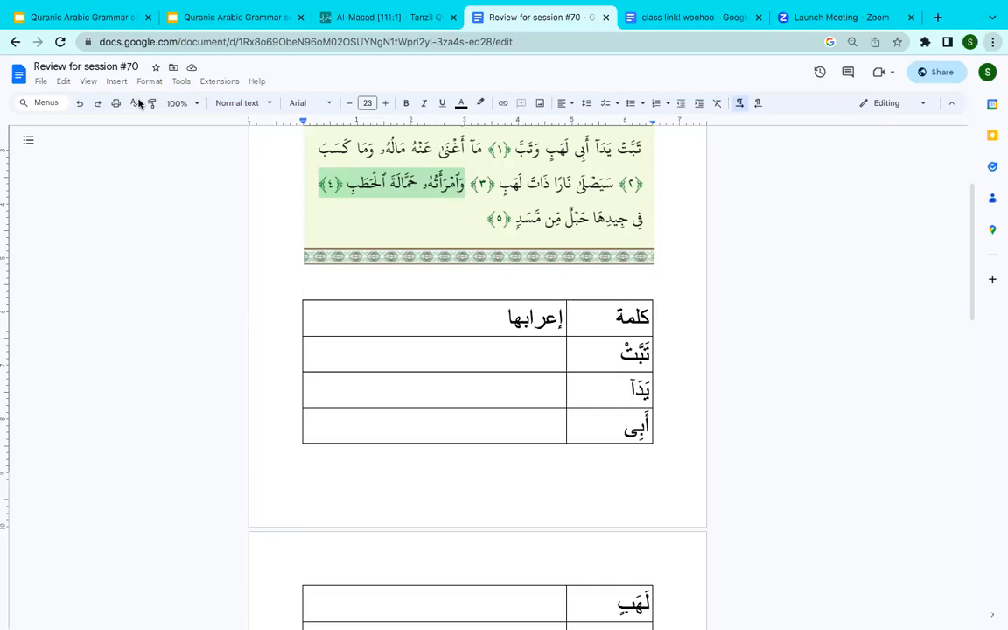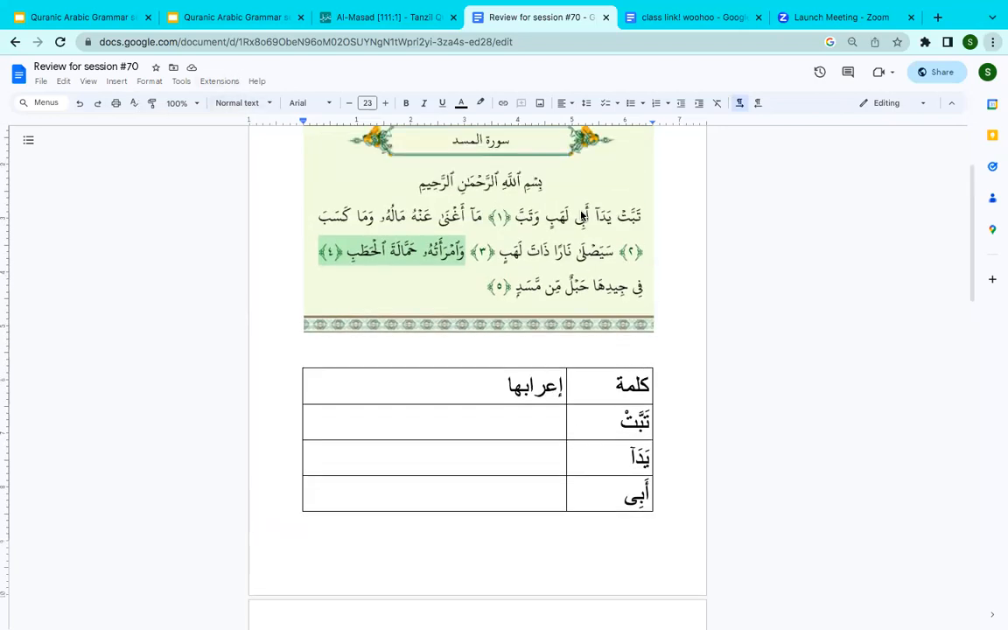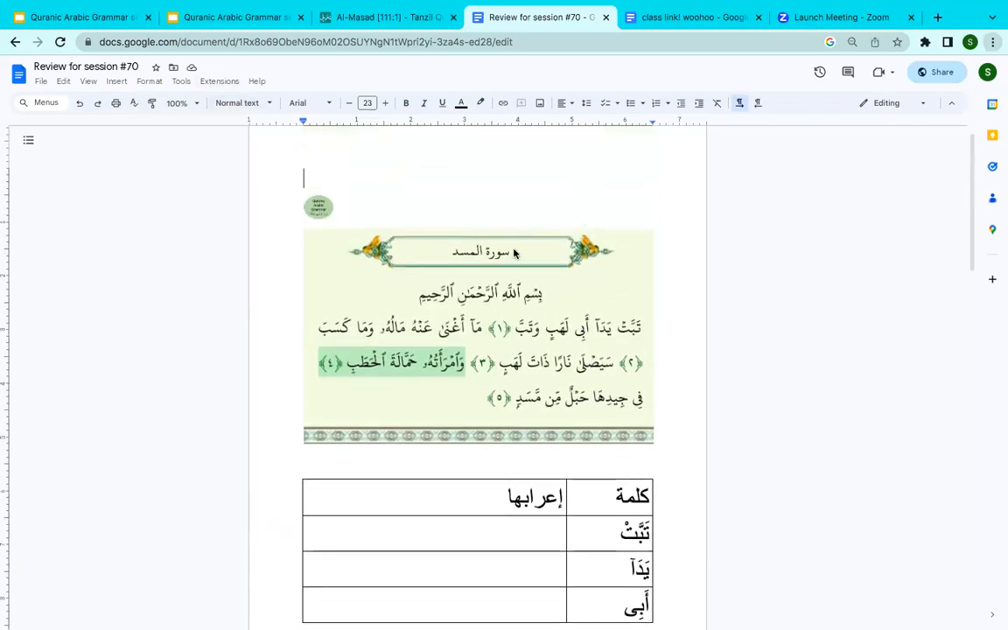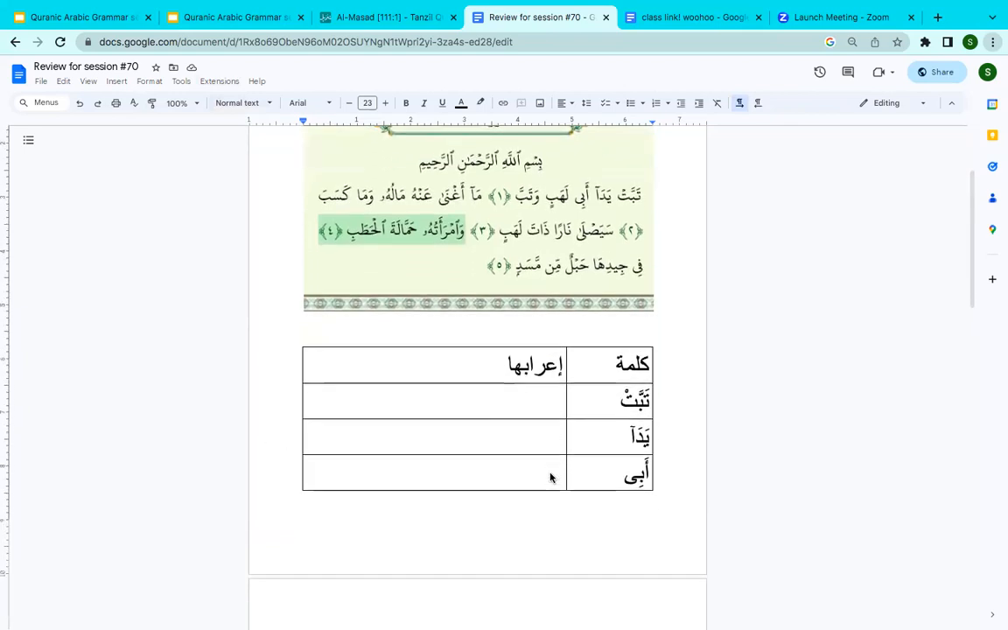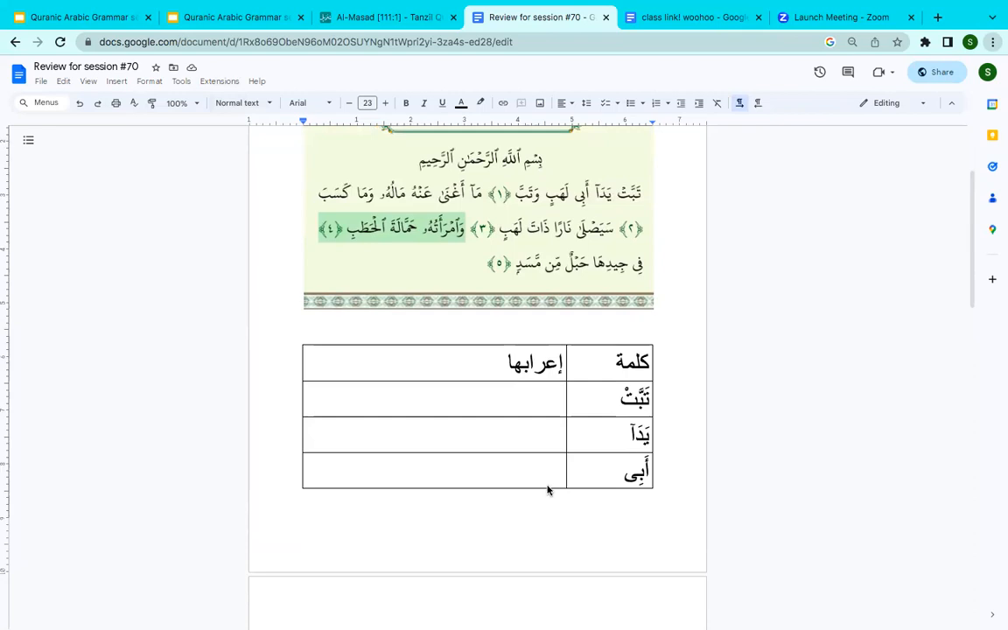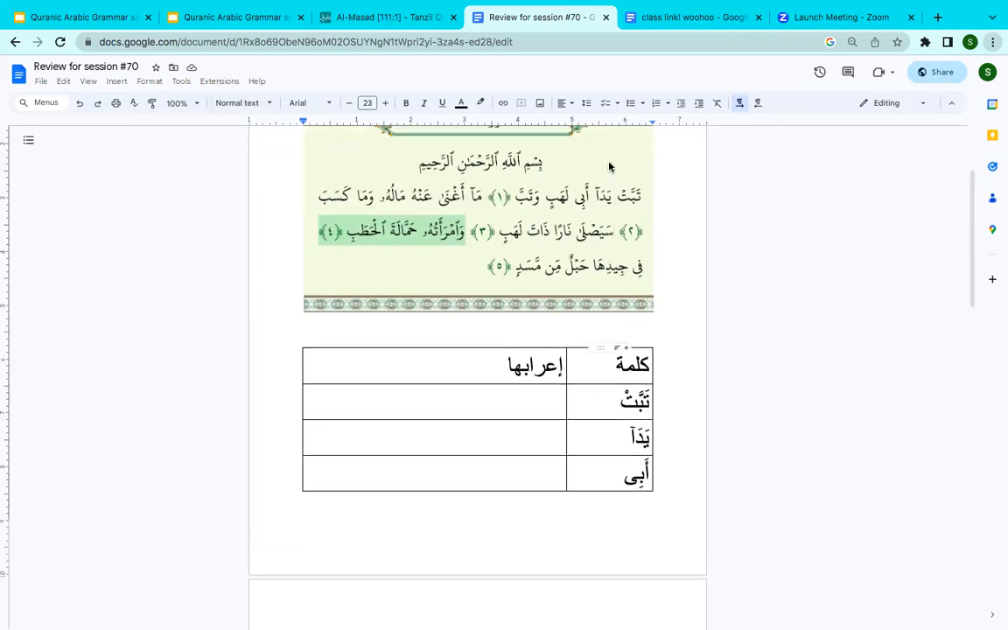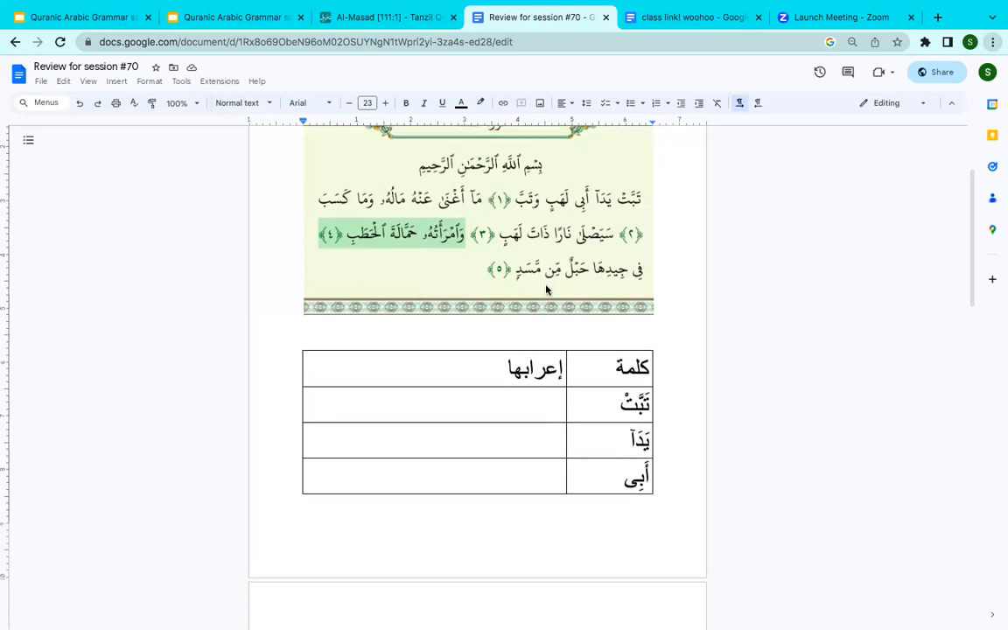So I was just asking, were you aware of this homework that we were going to do this Surah Al-Masad or Surah Al-Lahab? No? Okay, let's just try to do it together, okay? So the surah is in front of you. You are very well familiar, you very well know this surah. Most of you must have memorized it.